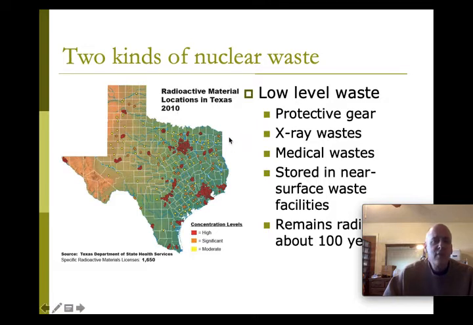Here's an example from 2010 of the radioactive material locations in Texas. You can see there's a lot of it all over the place. High levels are the red, and there's a lot in the Houston area up here. Significant moderates are scattered around.